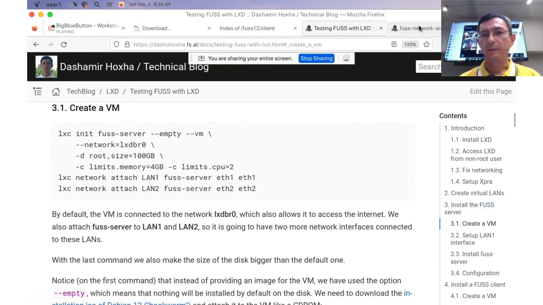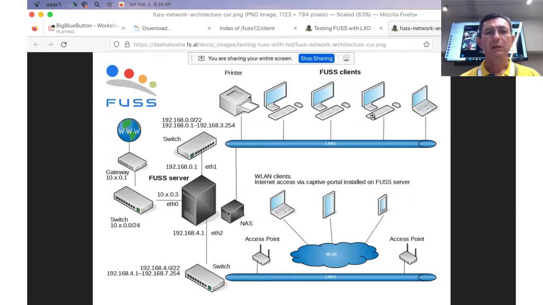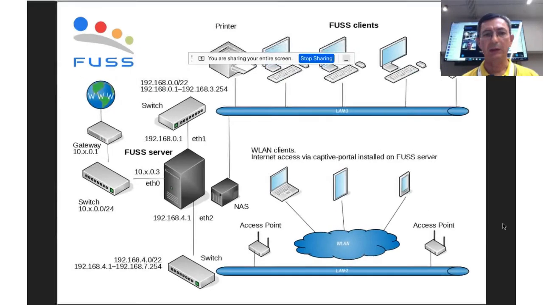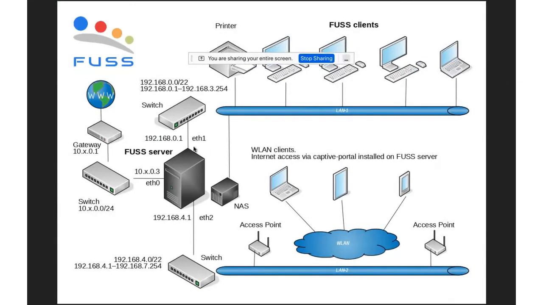And before we start, let's have a look at the FUS architecture, or the FUS network architecture. So this is the server, the FUS server. It is connected via gateway to the internet. And also, it is connected to a switch and to LAN 1. And in this LAN, we have FUS clients, printers, etc.